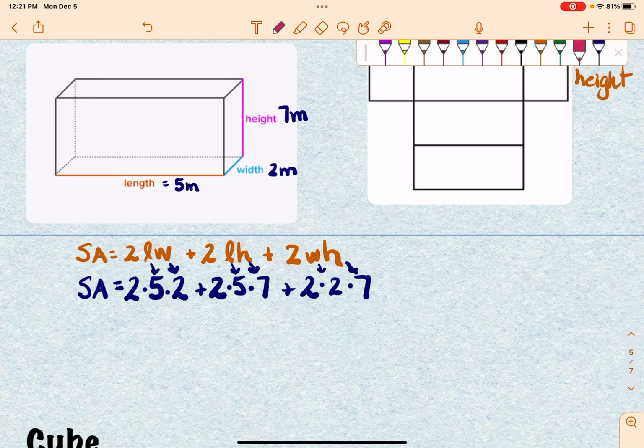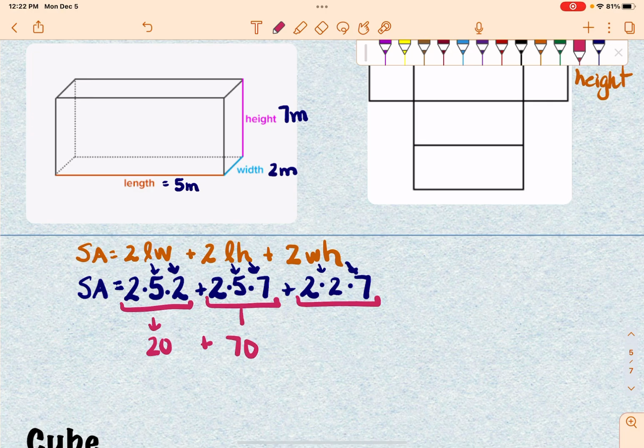Now, this becomes a little bit of a math problem. Each of these little pieces, I'm going to have to multiply together. So 2 times 5 times 2 is going to be 20. Then 2 times 5 times 7 is going to be 70. Then this one, 2 times 2 times 7 is going to be 28. So I'm going to total all these up. 20 and 70 and 28 is going to be 118.